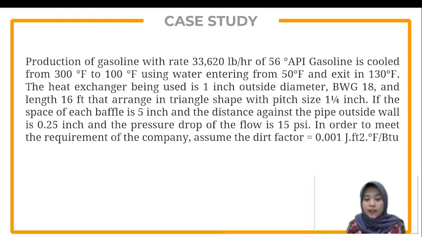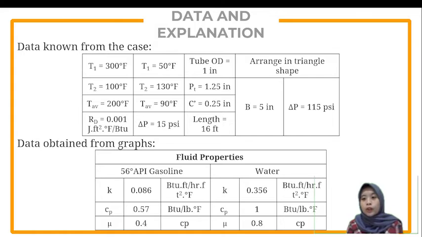If the spacing of each baffle is 5 inch, the distance against the shell wall is 0.25 inch, and the pressure drop of the flow is 15 psi, in order to meet the requirement of the company, assume that the dirt factor is 0.001 square foot hour Fahrenheit per BTU. So from the case study, we can collect the data. This is the data from the case, and this is the data obtained from the graphs. So we can do the calculation in the next slide.